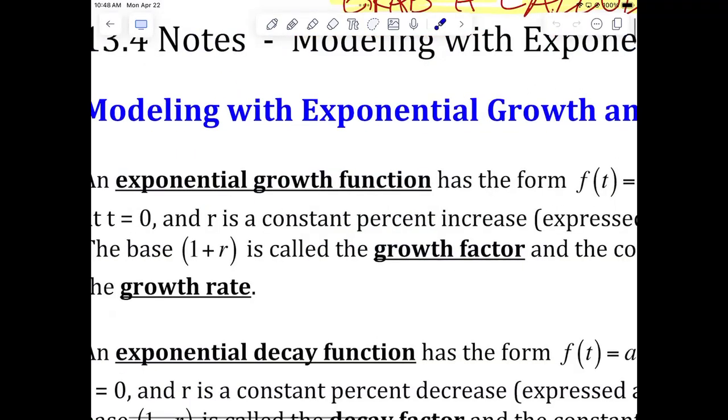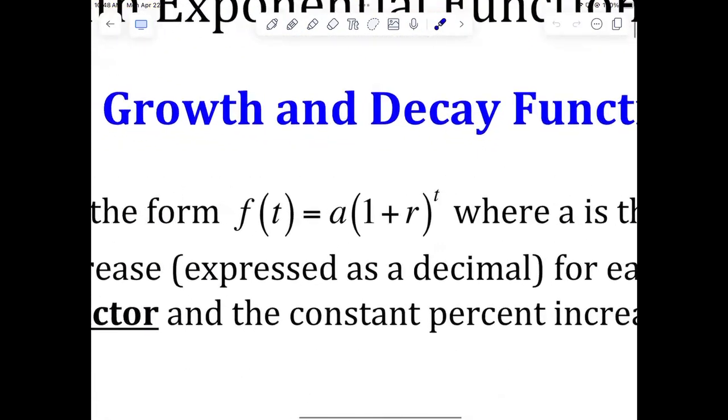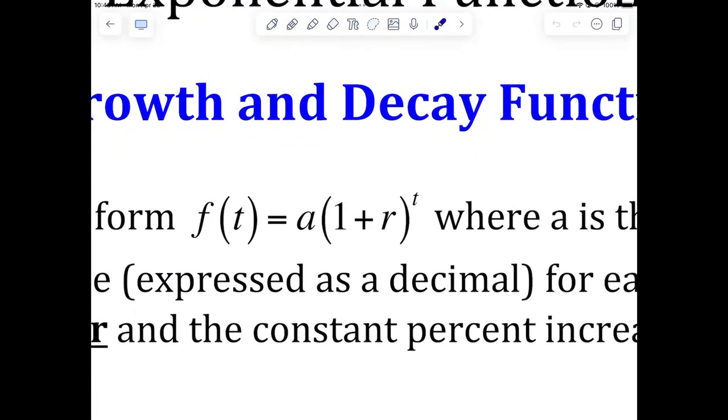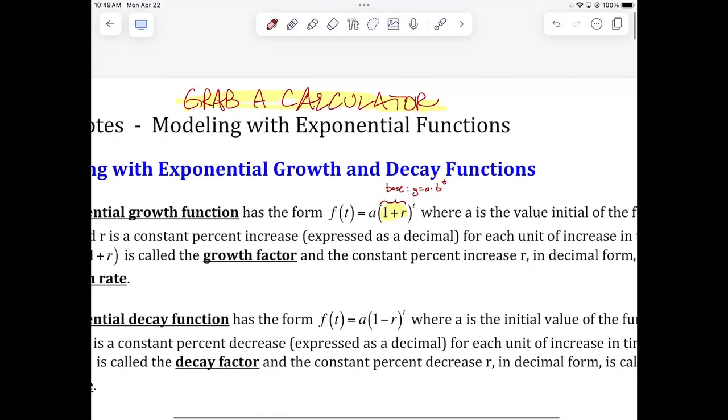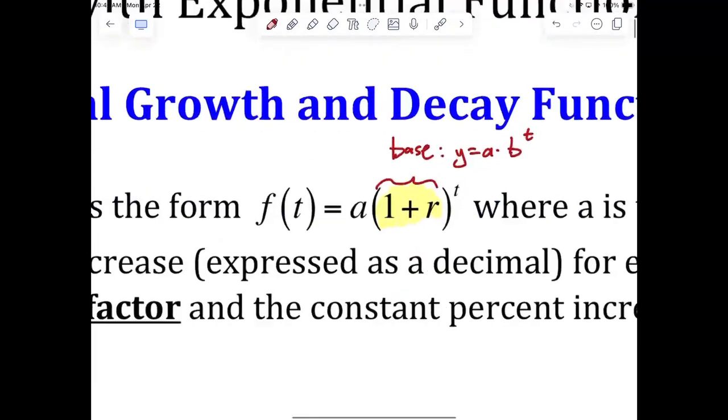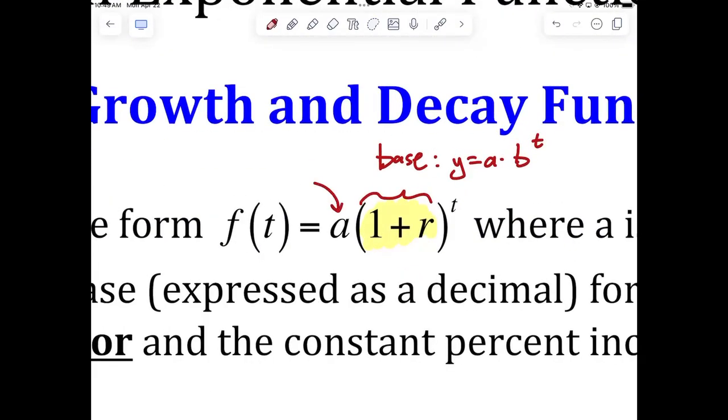First of all, the exponential growth function is written in the form a times (1 plus r) to the t. Let's look at 1 plus r for a second. 1 plus r is your base, because previously we've seen it like this: y equals a times b to the t-th power. So 1 plus r is your base, okay? But a is going to have a special name. a is your initial value, also known as the y-intercept of the graph, okay?